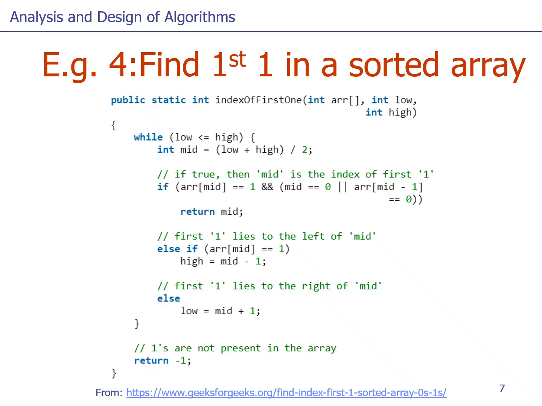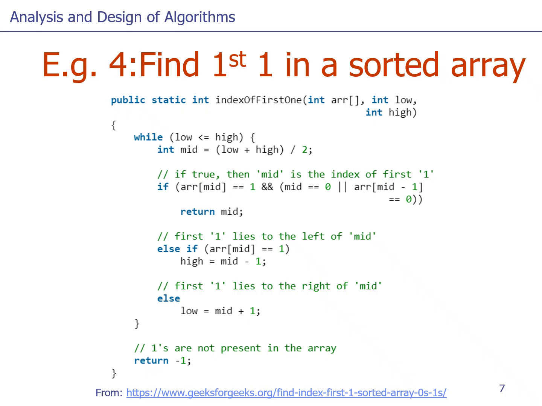Now the other condition that I'm checking for here: if array of mid equal to 1 and array of mid minus 1 equal to 0. So this is the first one, because we've got zeros and then suddenly 1. So if either of these two cases holds, array of mid equal to 1 and mid equal to 0, or array of mid equal to 1 and array of mid minus 1 equal to 0, which means it's the first one after a 0, I will return mid. I have found it. This is the first one that appears in the array.